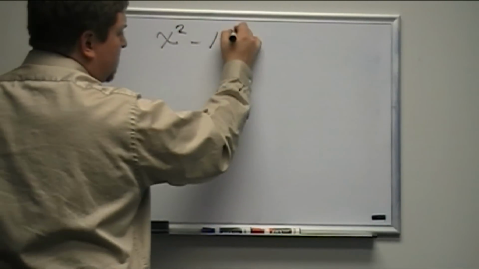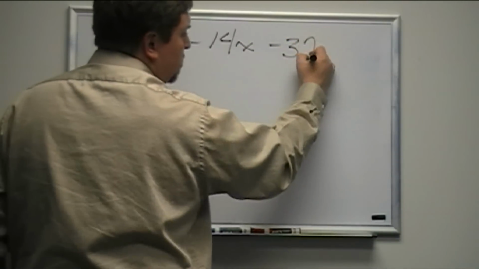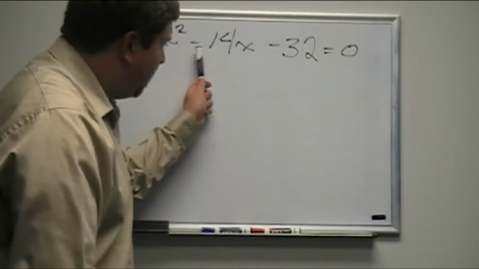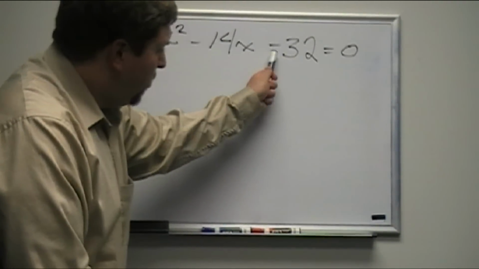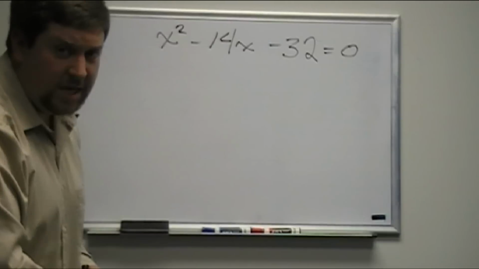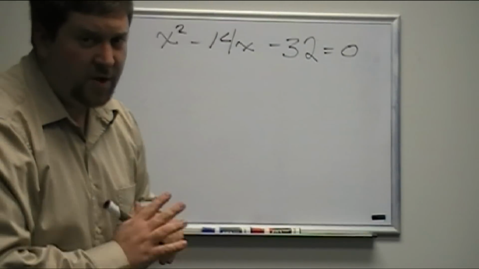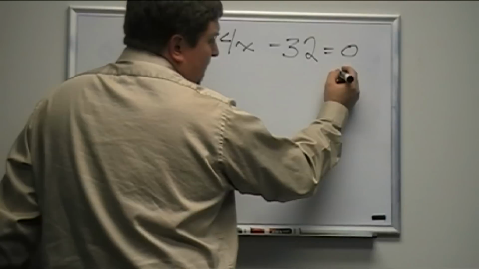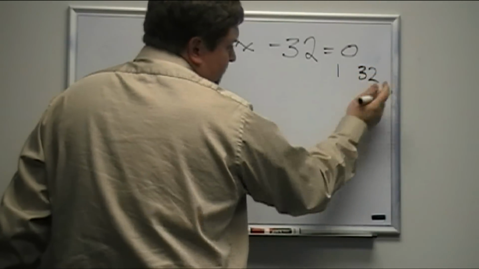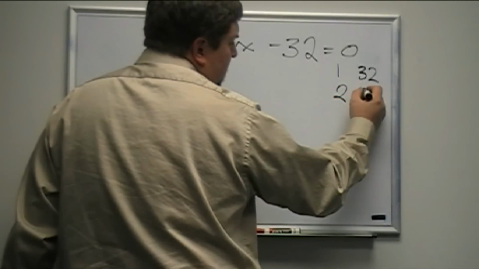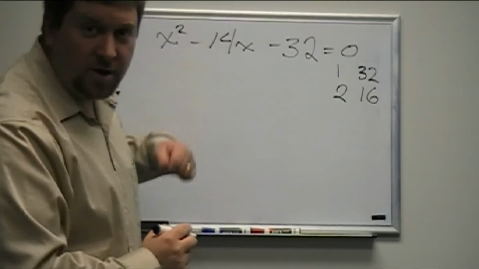x² minus 14x minus 32 is equal to 0. So, in this case, we have negatives. So, we need to multiply to get to a negative 32 and add to a negative 14. So, what are my factors of 32 that are going to add to 14? Well, we have 1 and 32. That's not going to work, not close to 14. Okay, 2 and 16. Okay, that looks like it could get close.